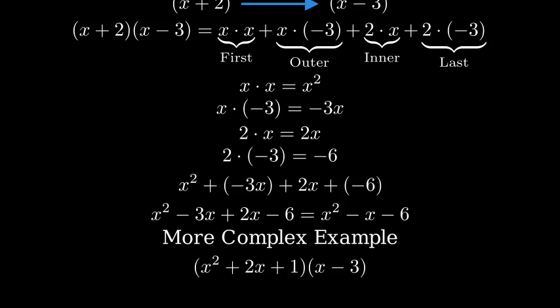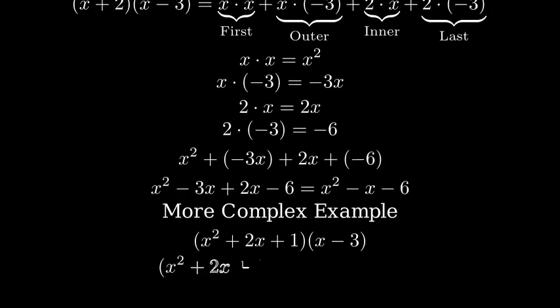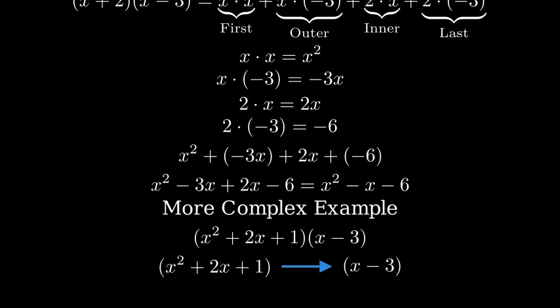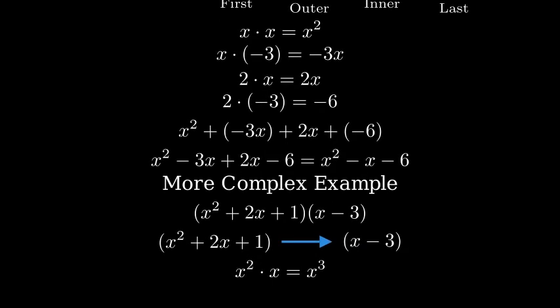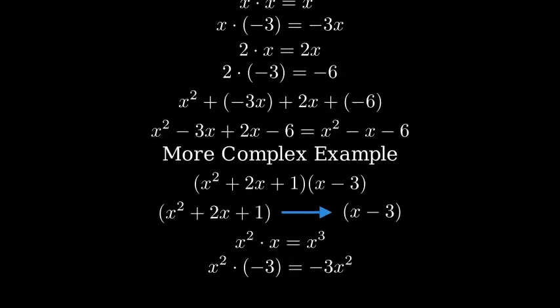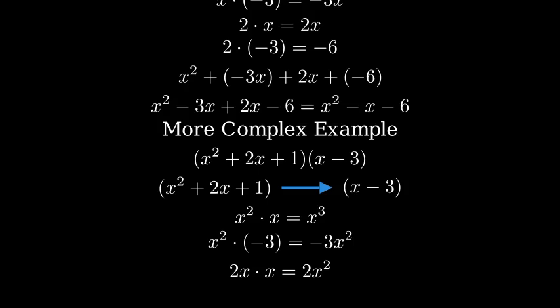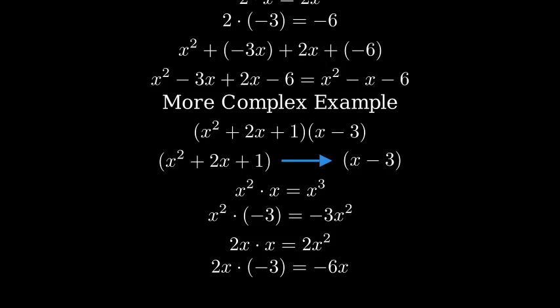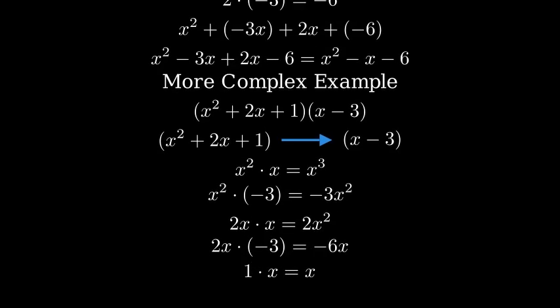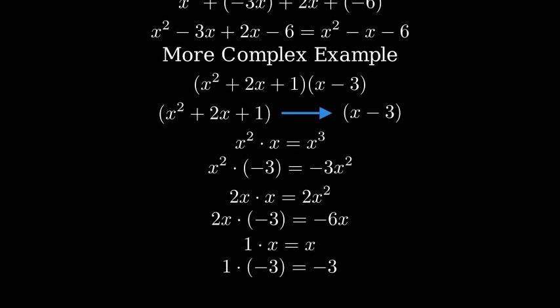Suppose we want to multiply x squared plus 2x plus 1 and x minus 3. Again, we multiply each term in the first polynomial by each term in the second. First, multiply x squared by x to get x cubed. Then, multiply x squared by negative 3 to get negative 3x squared. Next, multiply 2x by x to get 2x squared. Then, multiply 2x by negative 3 to get negative 6x. Next, multiply 1 by x to get x. Finally, multiply 1 by negative 3 to get negative 3.